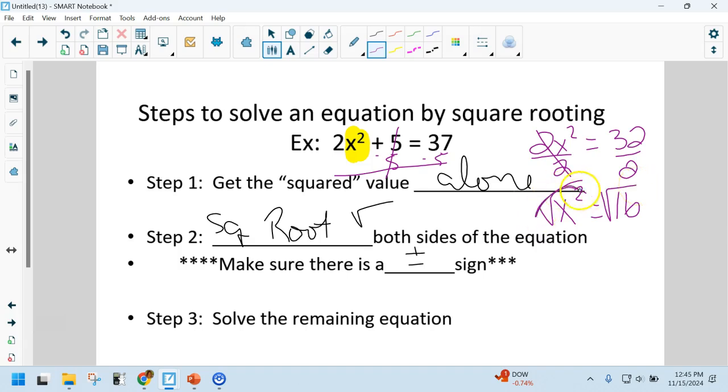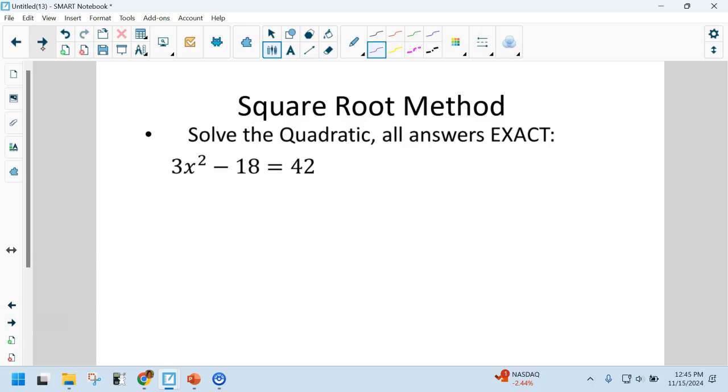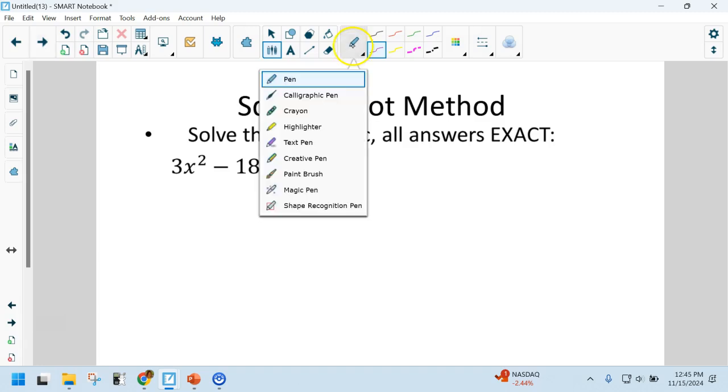The square and square root will cancel each other out. And whenever I put that square root in, I need to put a plus or a minus. We know the square root of 16 is 4, and so we get that x could be positive 4 or negative 4.